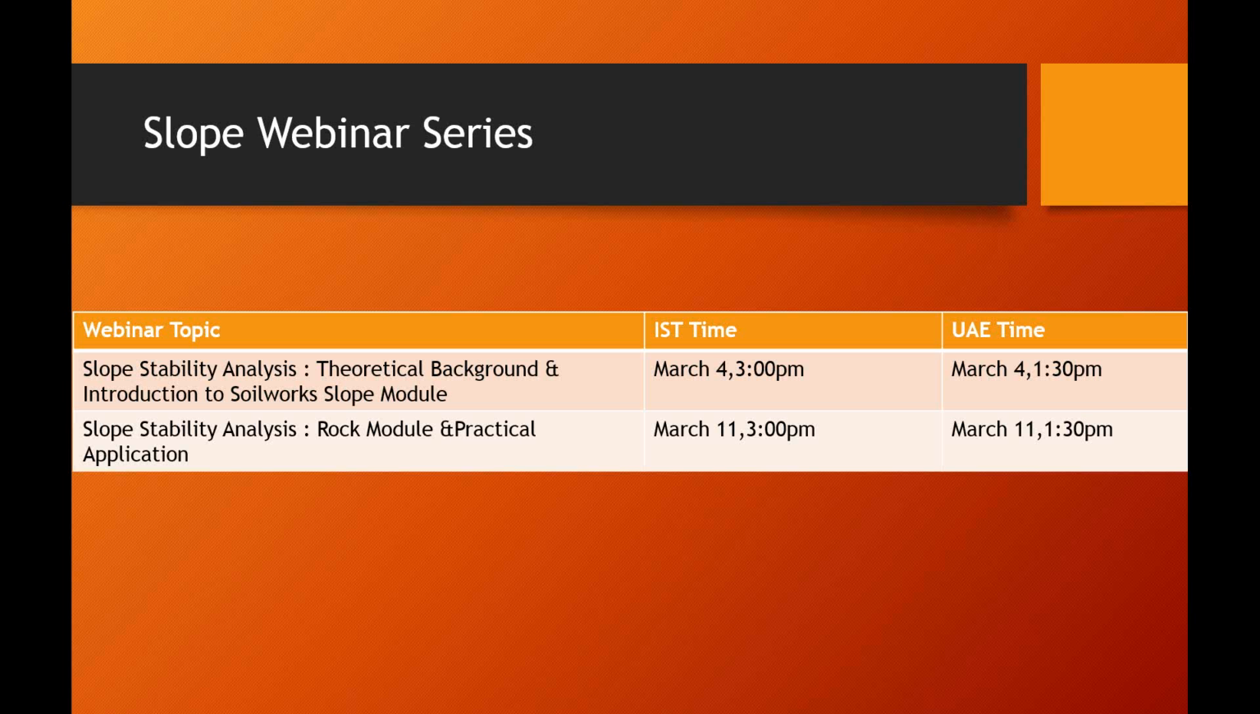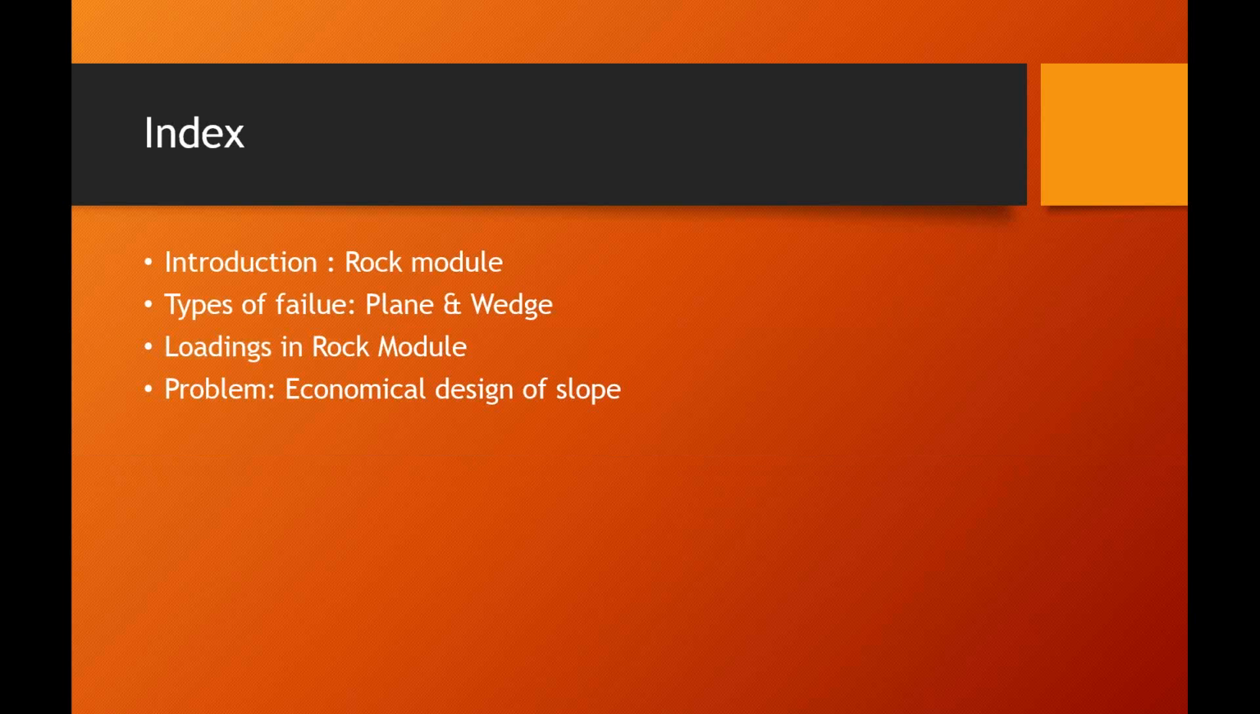So, in this slope webinar series, today is the second webinar, in which I will be dealing with the rock module and a practical application solving one of the design examples. That is the workflow for today's webinar. First of all, introduction to the rock module. What are the types of failure, like plane and wedge failures? The different modules which can be considered in the rock module, and finally we will be solving the problem on the economical design of slope.